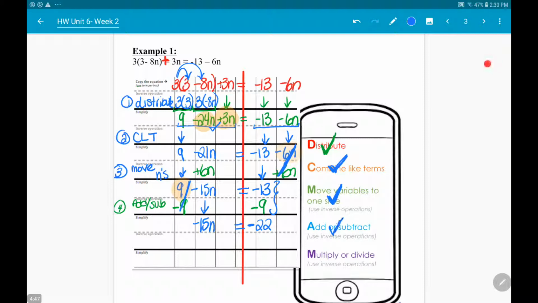Alright, and now I go to my last step. Multiply or divide. And in this case, I'm going to divide by negative 15. And I get n equals 22 divided by 15. Gets me a decimal. So I'm just going to leave it as 22 divided by 15. And that is my final answer.